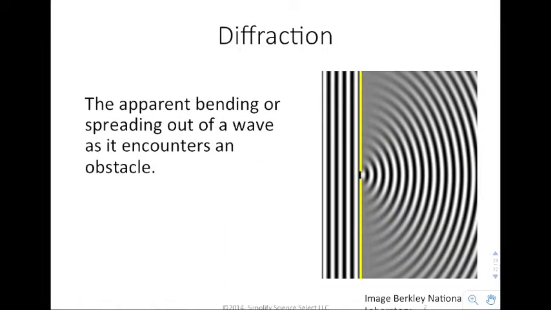Okay, the last thing we need to talk about is diffraction. And diffraction is the apparent bending or spreading out of a wave as it encounters an obstacle. So we have a wave, and we have a small barrier in the wave with an opening. And what happens is it propagates a new wave. It generates a new wave that comes through the barrier.